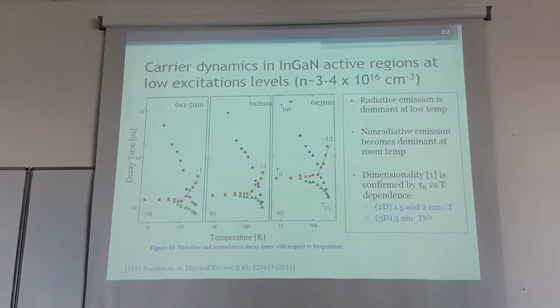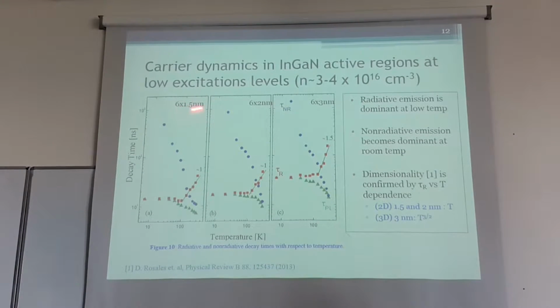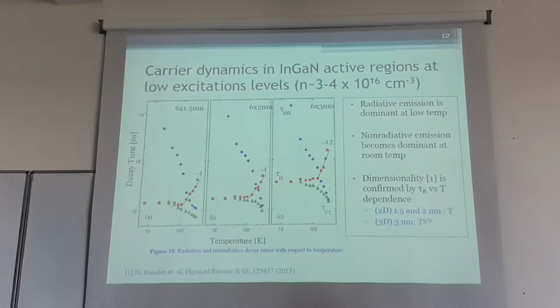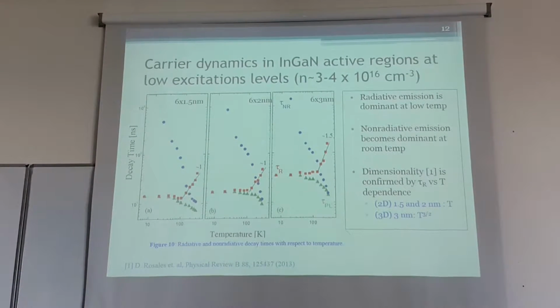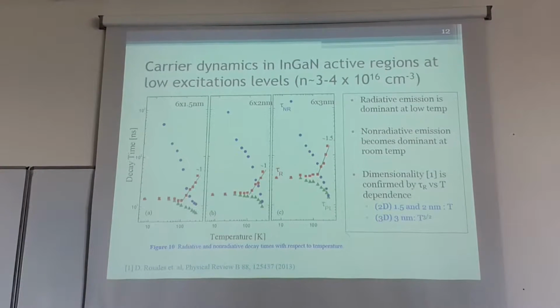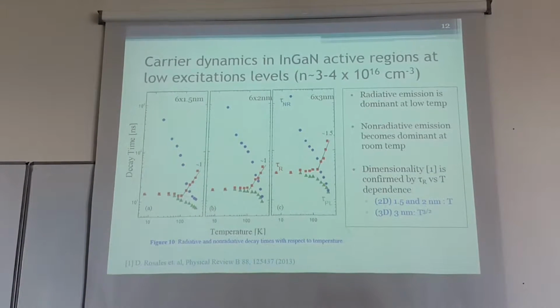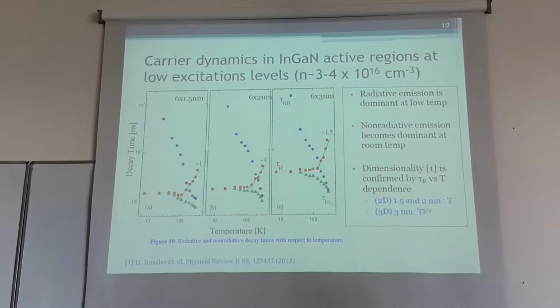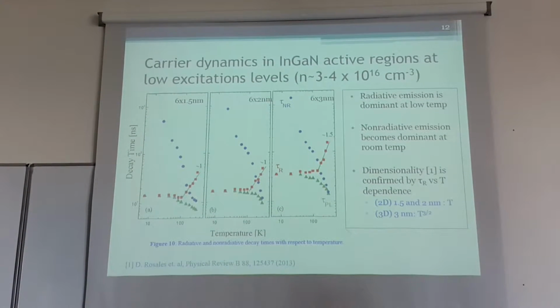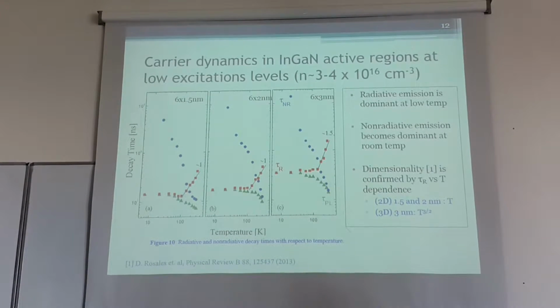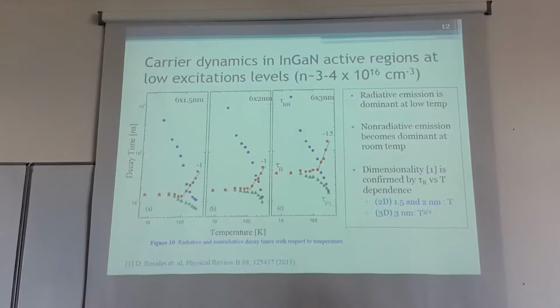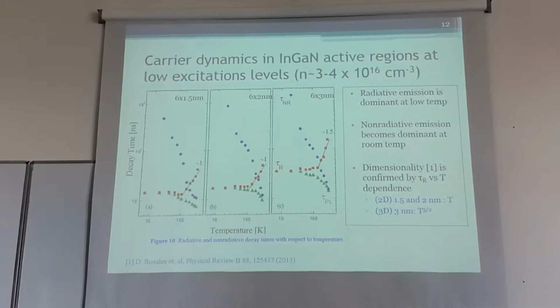And comparing these structures, since these were 1.5 and 2 nanometer, these were close to a two-dimensional structure, and we clearly see from the temperature dependence that it really has a two-dimensional structure, which has the dependence of radiative decay time versus temperature. However, 3 nanometer has a different dependence. It is very well fitting with the theory.